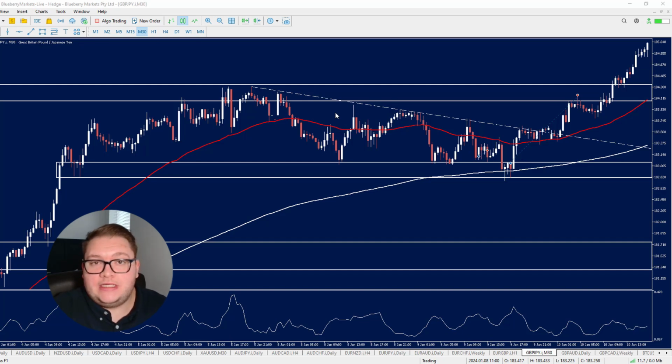Reasons being is because we're seeing some weakness entering on the Japanese yen, and we're seeing a little bit of strength coming into the pound at the moment. And I wanted to see if pound yen would continue its rally from last week.